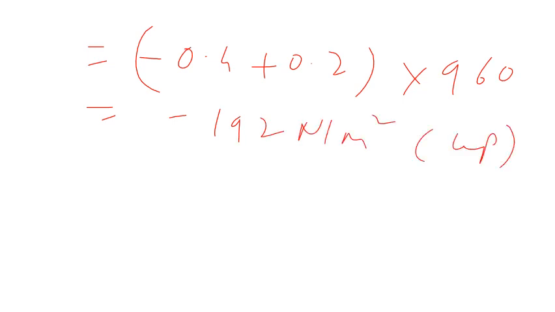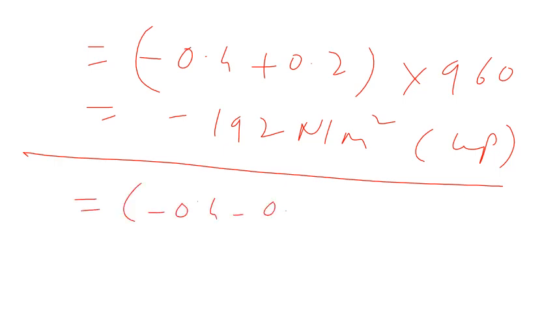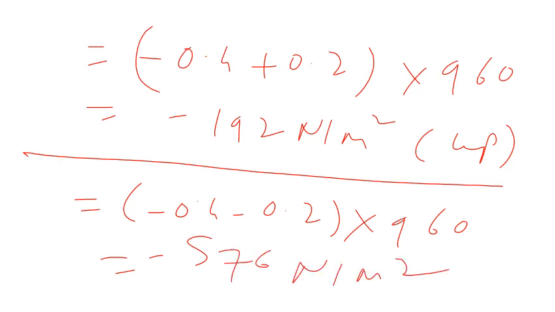This is upward, right? And if we consider the value of CPI as minus 0.2, this will become minus 0.4 minus 0.2 into 960. So this will come to minus 576 Newton per meter square, right? This is upward because it has a negative sign. So this is about the wind normal to the ridge, or case 1. So now move to the case 2.